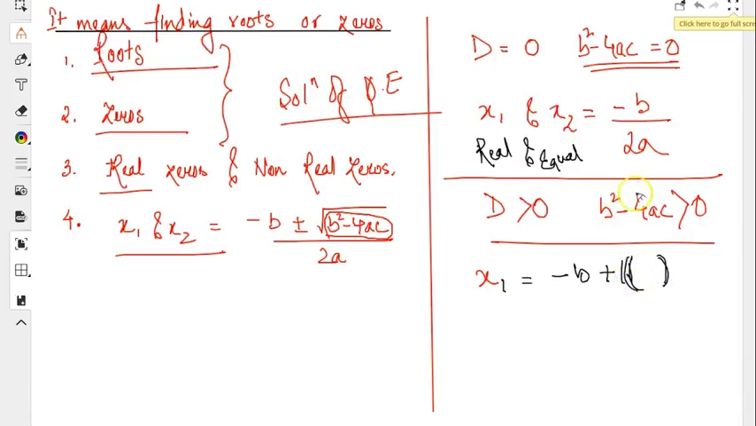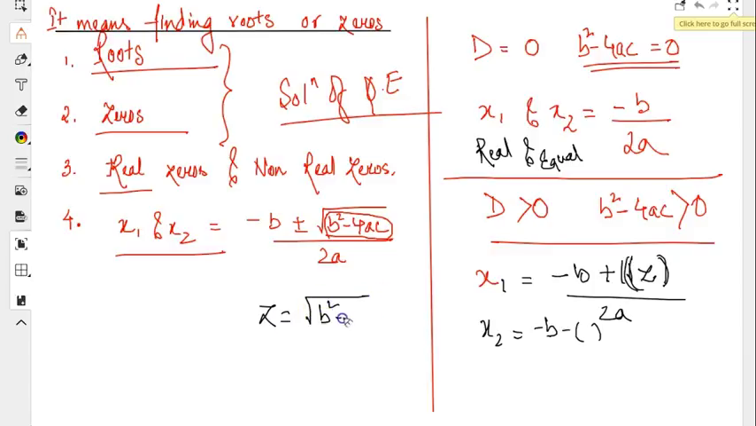Some value, that means square root of this value, by 2a, and the second one, x2, will be minus b minus the same value. Suppose this is, say, z. So what is z? Basically z is nothing but square root of b square minus 4ac. So I got this as a positive number. So minus b plus z by 2a and minus b minus z by 2a. So these are also real roots, but both of them are different.